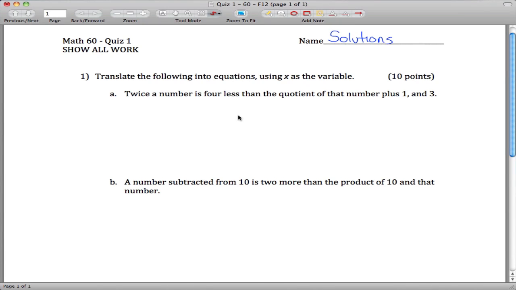All right, quiz 1, solutions for Math 60. First problem, we're given two different sentences here and asked to translate them into equations using x as the variable. So when it says something like some number, we're going to use x as that number.